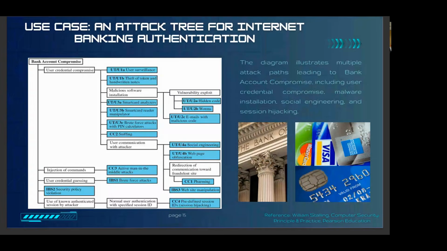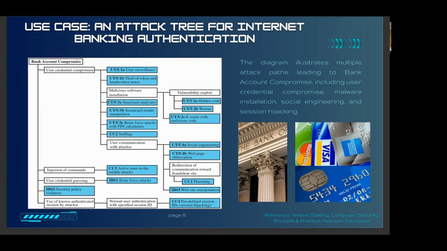So it does not work, right? And then this is an example of a use case attack tree, right? For internet banking authentication. This is from a textbook. You can see how the bank account can be compromised, right? Through these three. Three meaning they have the first layer, second layer, and third layer, right? For bank account compromise can be caused by user credential compromise, or can be caused by injection of command.